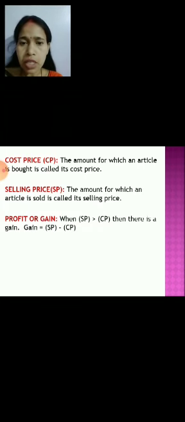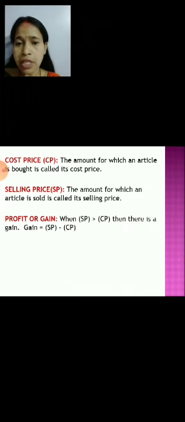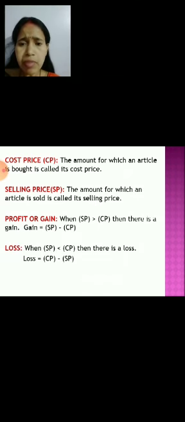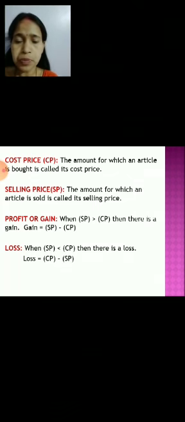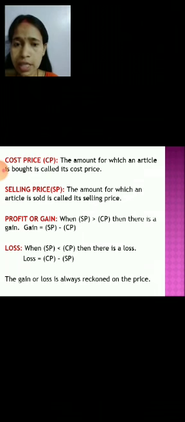Now profit or gain. We bought a pen for 5 rupees and sold it at 7 rupees, so we are making a profit. We are gaining something, which means 2 rupees we have gained. So when SP is greater than CP, then there is a gain, and gain equals SP minus CP. Now loss: when SP is less than CP, then there is a loss. Suppose the same pen we sold at rupees 3, so we have a loss of rupees 2, and both gain and loss we reckon on the cost price. Okay.